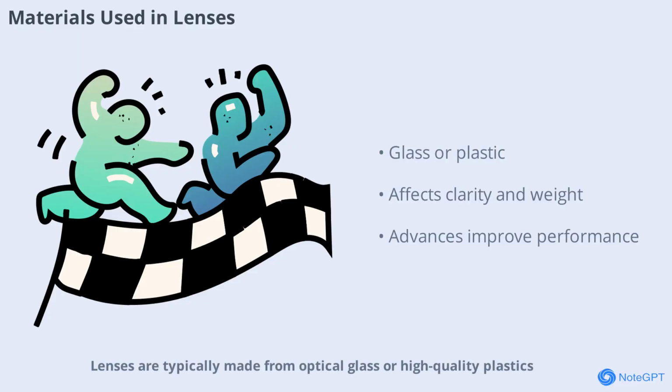Lenses are typically made from optical glass or high-quality plastics. Glass lenses offer excellent clarity and durability, while plastic lenses are lighter and more impact-resistant. The choice of material affects the lens's performance, weight, and cost. Advances in materials science continue to improve lens quality and expand their applications.